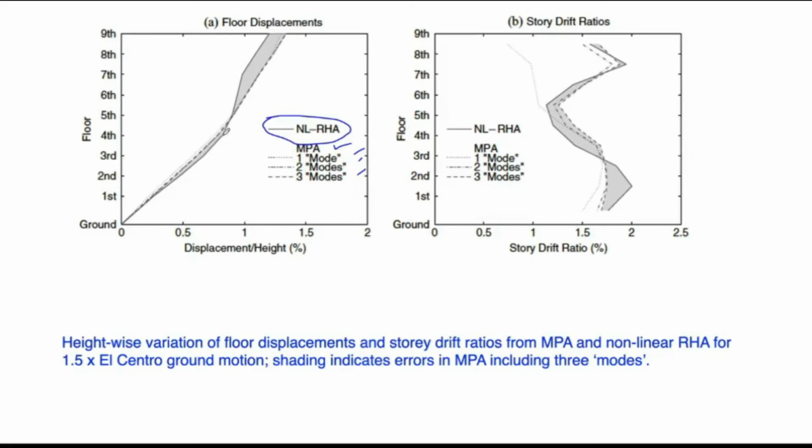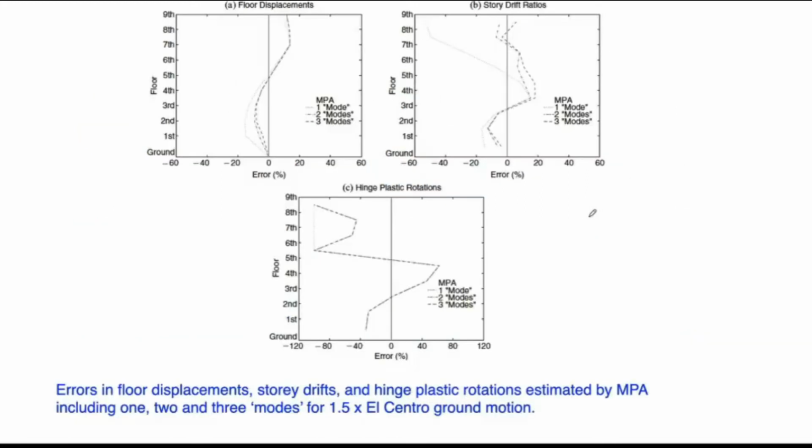So what you see here are these deflected shapes, and you can see that increasing the number of modes increases the accuracy. What you see in this shaded area is basically the error between the MPA-based prediction, the pushover analysis-based prediction, and the nonlinear time history analysis. In some cases, the MPA procedure is under-predicting, and in some cases it is over-predicting. This is the displacement, and you can see the same in the case of the story drift. But you will see that the error is not that much, and for practical application it's applicable. You can compare these errors this way as well.